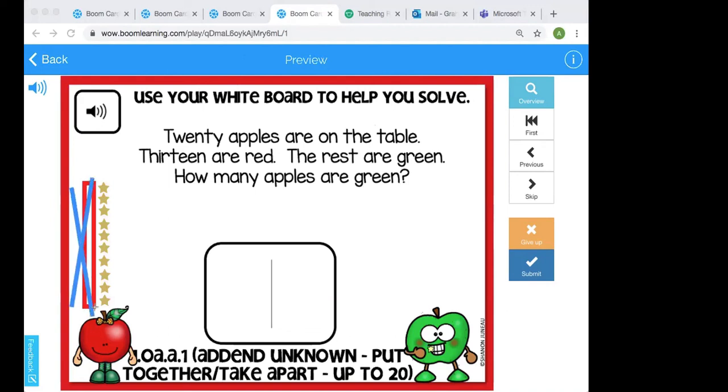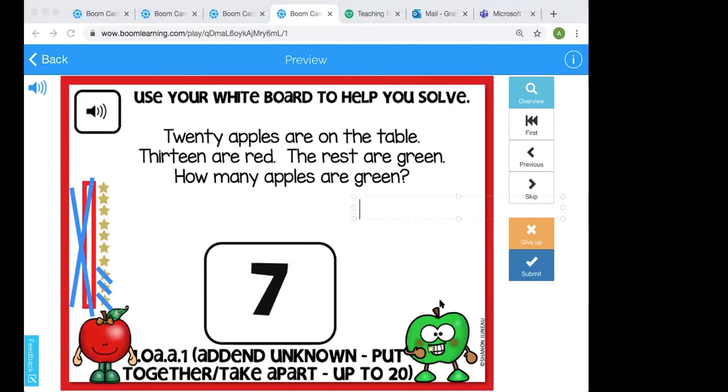I took away my 10. I need to take away 3 more. So let's count to see how many apples are green. 1, 2, 3, 4, 5, 6, 7. So we know that 7 apples are green. So you're going to write your 7 in the box. And then we're going to try this the vertical way.